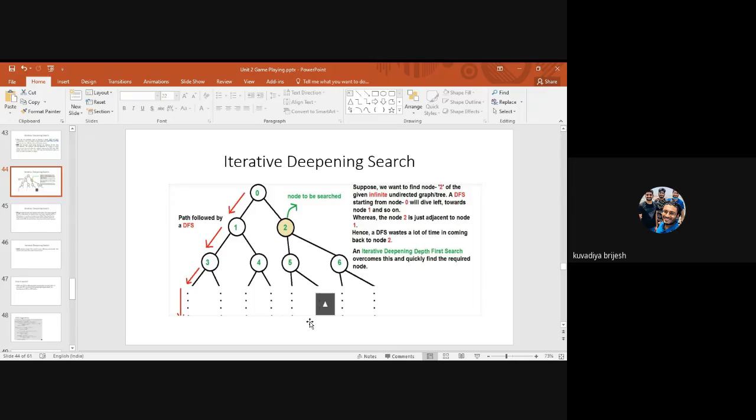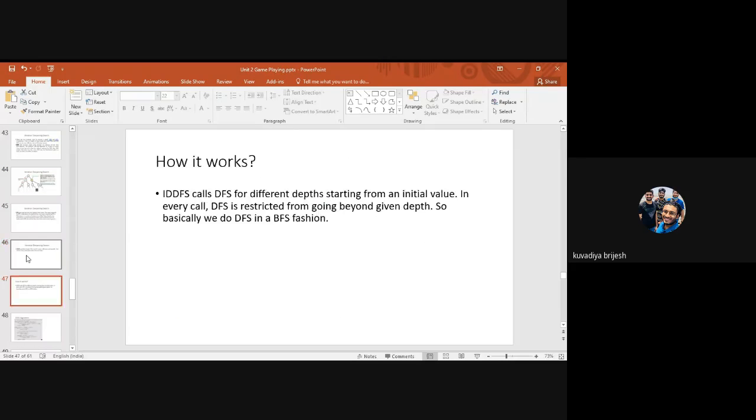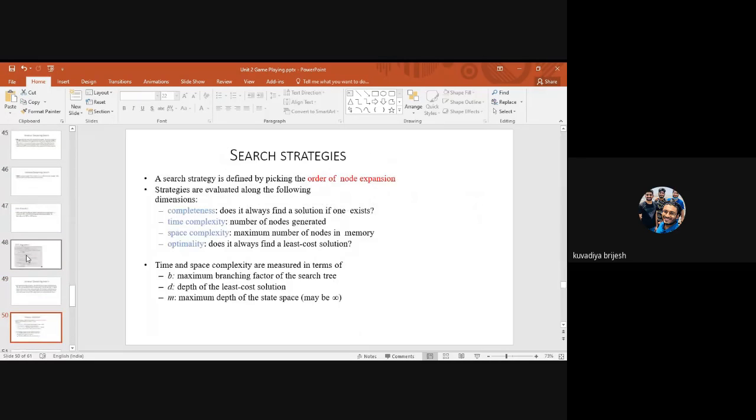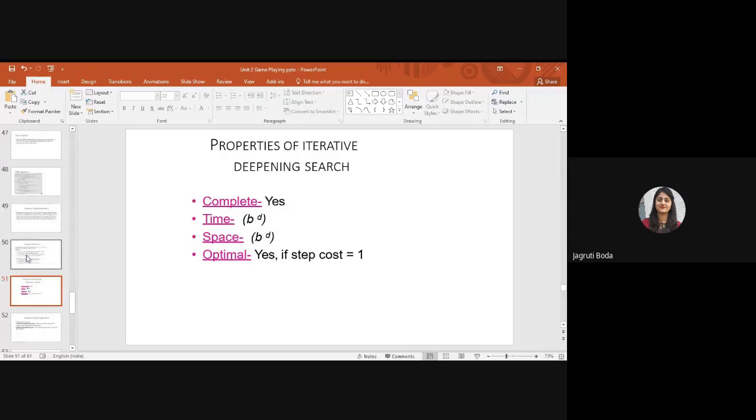Will the answer always be optimal, or does it depend? Sometimes it provides optimal, sometimes it does not. In BFS we will always have the optimal answer, but in IDDFS it depends. Here you can see complete is yes, time is b raised to d, space is b raised to d, and optimal is yes if step cost is equal to 1. Here they provide the condition.